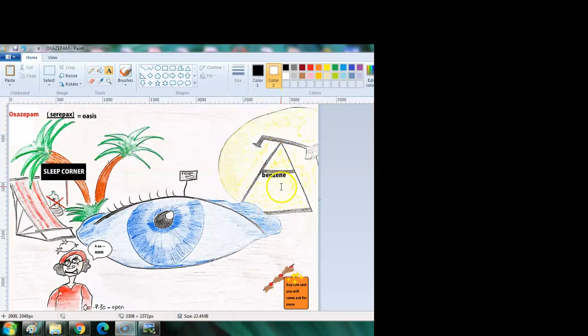This petrol field helps us remember that oxazepam is one of the benzodiazepine drugs, and this sleep corner helps us remember that oxazepam is indicated for short-term treatment of insomnia, and also it is a muscle relaxant. Of course, this place is a perfect place to relax and spend your vacation. So, it's a muscle relaxant, used for treatment of anxiety.